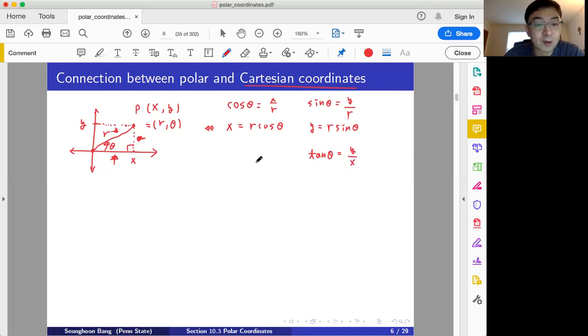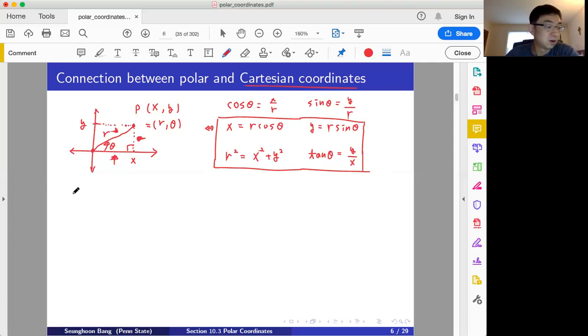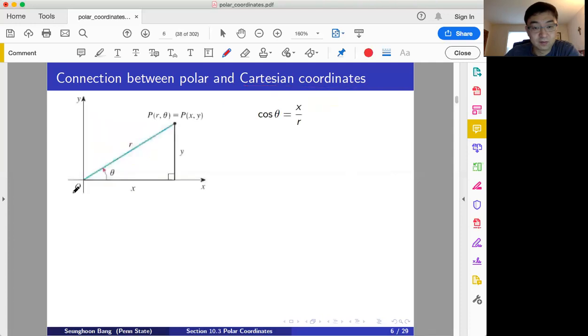One more: I want to use the Pythagorean theorem. What's the Pythagorean theorem? Hypotenuse squared, r squared, equals x squared plus y squared. So we have these kinds of relations here.